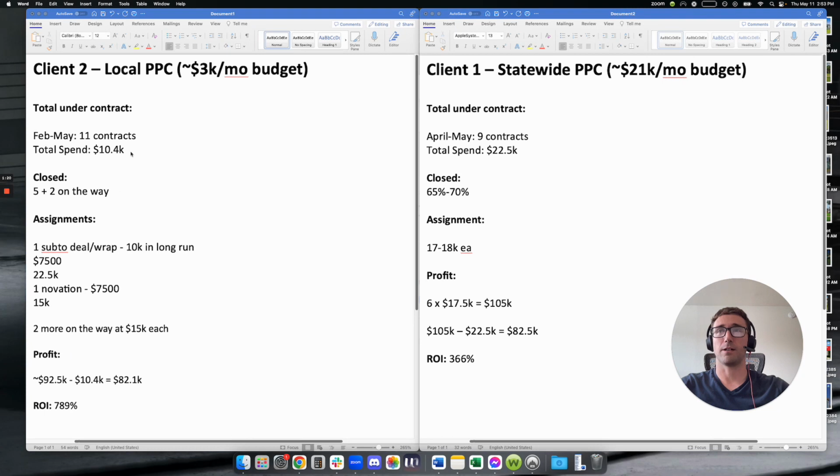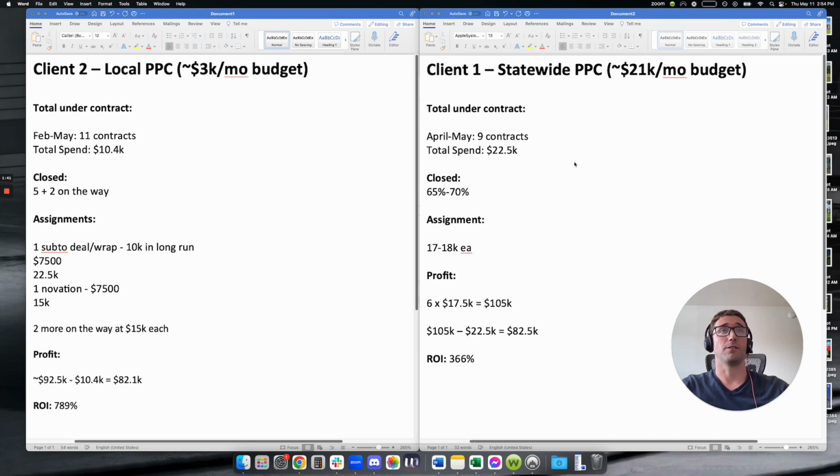And so if we break that down by the profit, right? They put in 10.4 thousand into the ad spend. They made back 92.5 thousand, so they have a total profit of $82,100, which is a really great ROI. This is over a 7x ROI. Really happy to see this. And so this is for a very localized campaign.